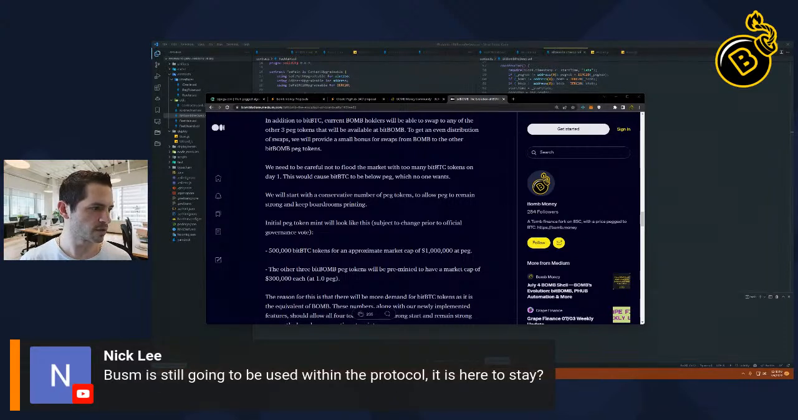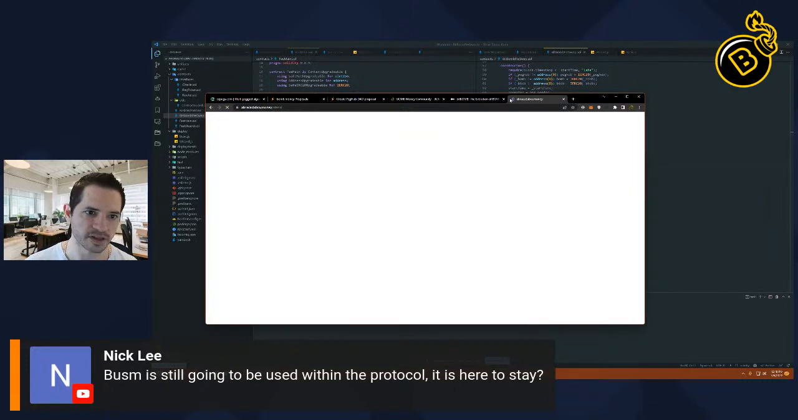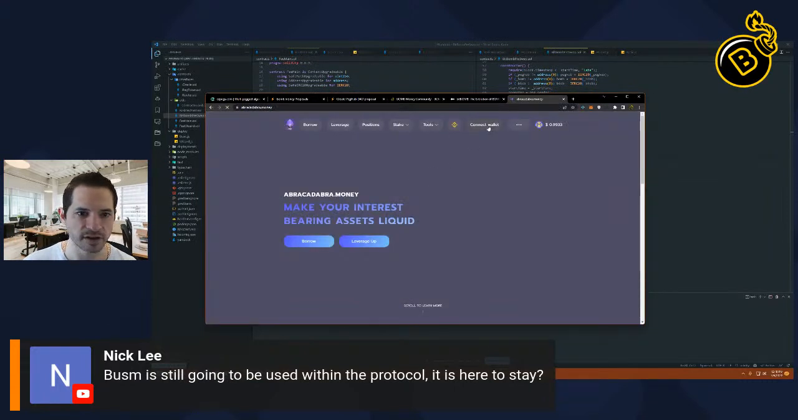BUSM is still going to be used within the protocol. It is here to stay. Yep, 100%. So we can talk about that now. BUSM can have numerous vaults associated with it where you can borrow BUSM. So let's go over to Abracadabra real quick and take a look at some of the options that they have. They've recently switched up their site. That's pretty cool.